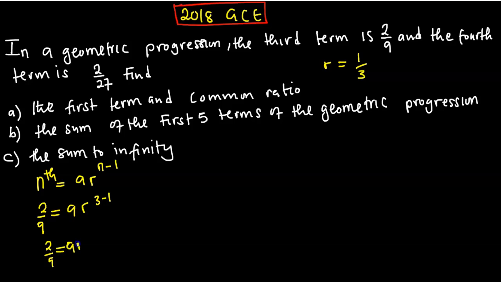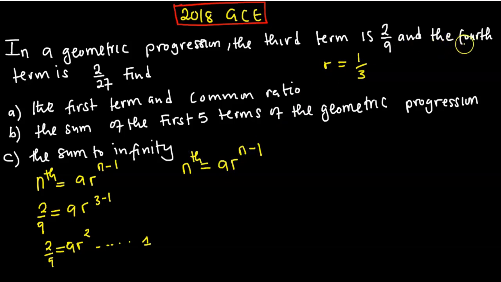And therefore this gives us 2 over 9 equal to first term A multiplied by the common ratio R to the power 2. This is the first equation. Then the nth term equal to A R to the power n minus 1.